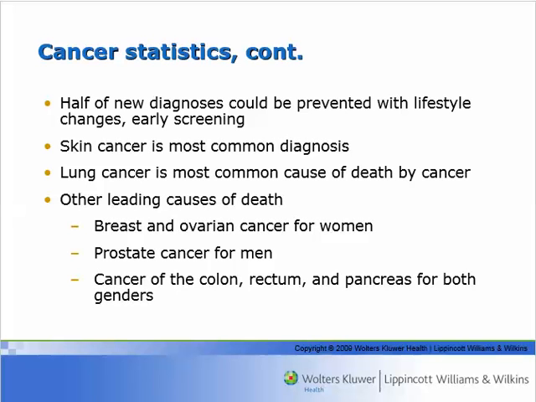Half of these diagnoses could be prevented with lifestyle changes and early screening. The etiology of it's very complex. We'll talk about it in a few moments, but it's usually some sort of genetic predisposition with an external trigger and internal trigger. But there's definitely things that can be avoided, to better your odds. Skin cancer, lung cancer are really common. Breast, ovarian, prostate, colon, pancreas, you hear about them all.